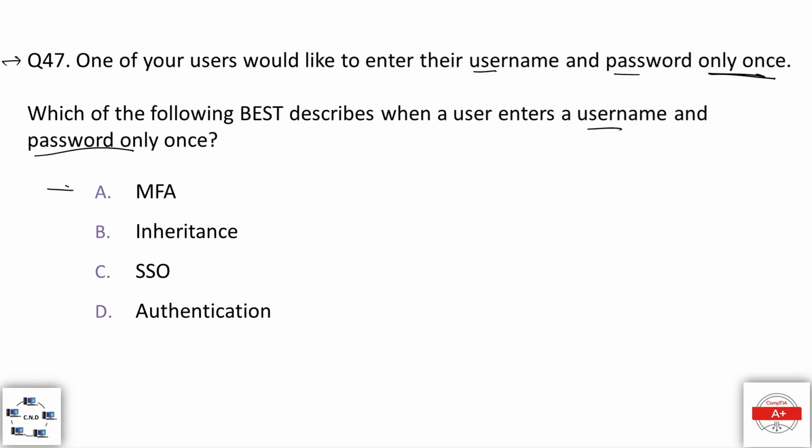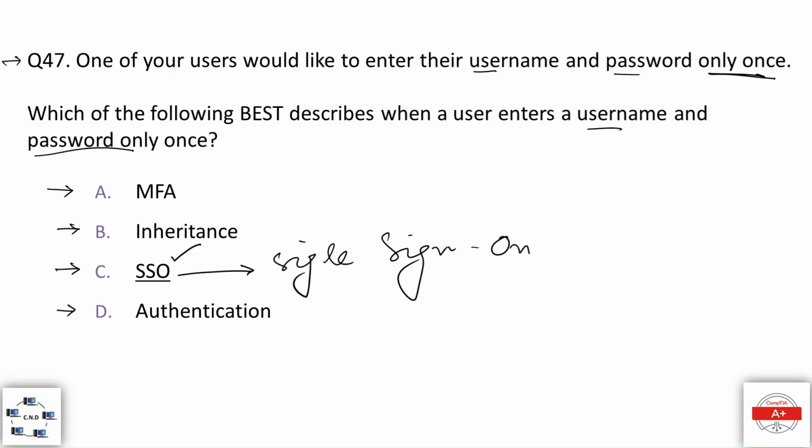So we have the options: option A, MFA, multi-factor authentication; option B, inheritance; option C, SSO; and option D, authentication. And the correct option is, so again, if you know the abbreviation of SSO, you already know the correct option. SSO stands for single sign-on. So what does this mean? This means that the user needs to sign on or log in only one time.